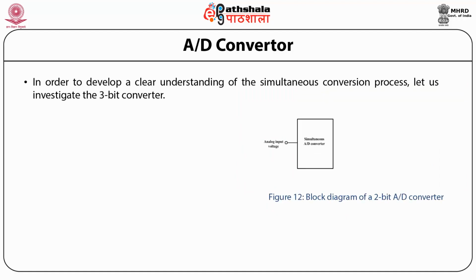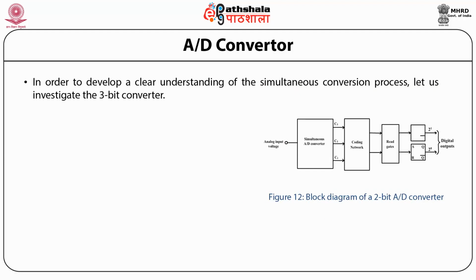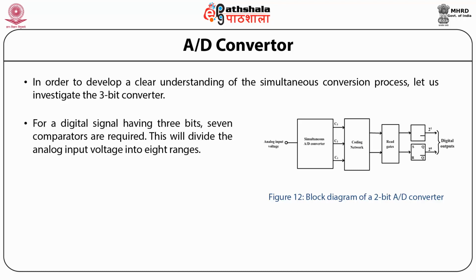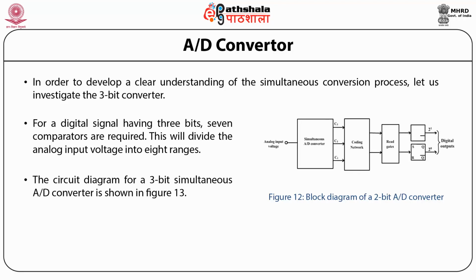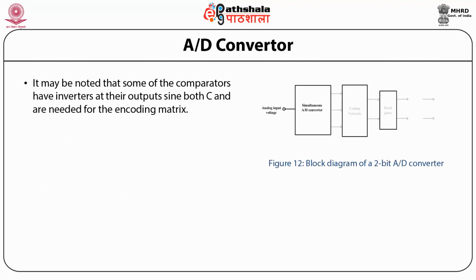In order to develop a clear understanding of the simultaneous conversion process, let us investigate the 3-bit converter. For a digital signal having 3 bits, 7 comparators are required. This will divide the analog input voltage into 8 ranges. The circuit diagram for a 3-bit simultaneous A to D converter is shown in the figure below. It may be noted that some of the comparators have inverters at their output, since both C and C' are needed for the encoding matrix.